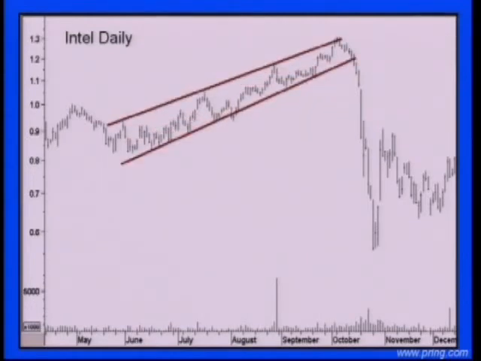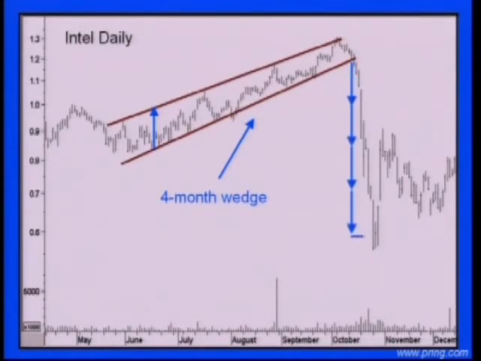A final example of this is Intel, and it's a 4-month wedge in this case. There's our measuring objective, and then of course in this case it's 1, 2, 3, 4 times the measuring objective.